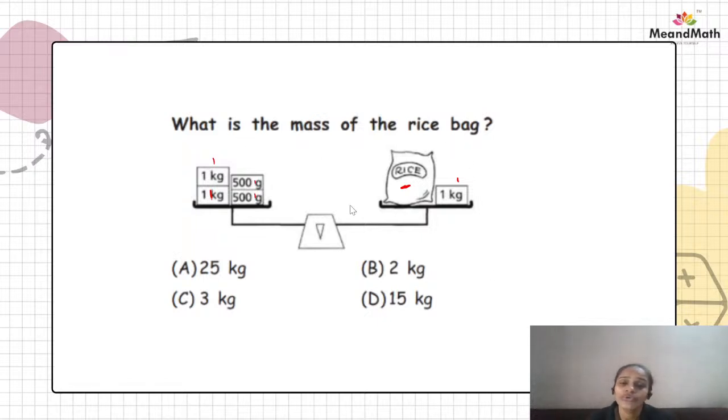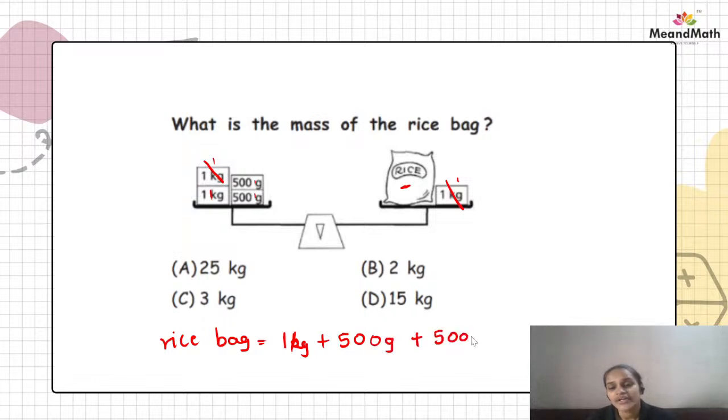All right, let's see how we find out the weight of the rice bag. I have this 1 kg over here plus the rice bag, and here I have 1 kg plus the rest of the weights. So I can simply remove that 1 kg, and what is remaining is equal to the rice bag. So the weight of the rice bag equals 1 kg plus 500 grams plus 500 grams. 500 grams plus 500 grams is equal to 1 kg, which totally now gives me 2 kgs. And yes, Soham's answer is absolutely correct. Option B is the correct answer. The weight of the rice bag is definitely 2 kgs.